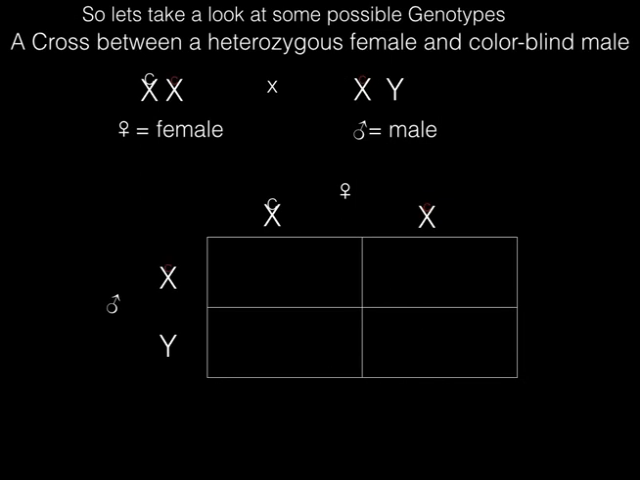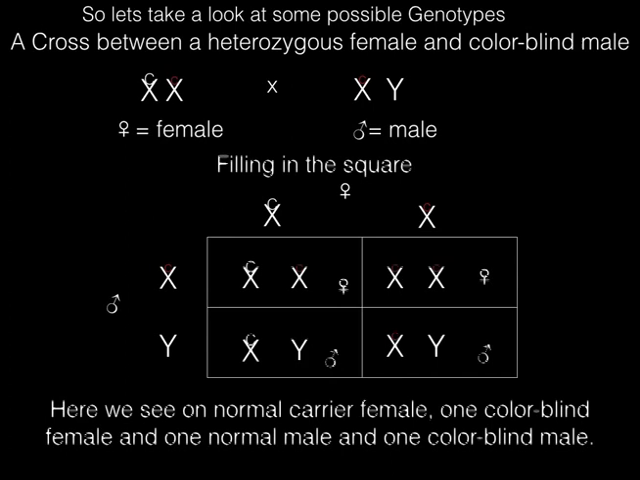Let's take a look at the possible gametes from a heterozygous female and a colorblind male. So putting them on the Punnett square, we've got one gamete for the female that is X normal and the other is X colorblind, and for the male, it's X colorblind and Y. We fill in the square, and in the upper left we have a carrier female, and upper right we have a colorblind female. First time we've seen that. Lower left we have a normal male, and lower right we have a colorblind male. So we have one normal carrier female, one colorblind female, one normal male, and one colorblind male.